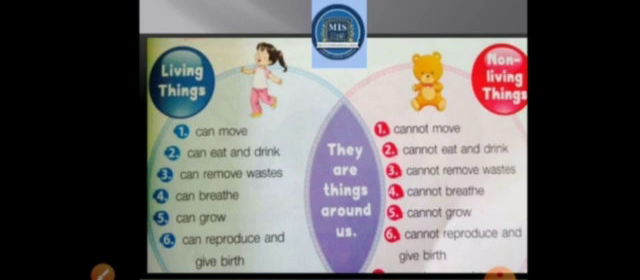Now, can you pick out some things from your surrounding and group them together in these two groups? Try to do it. I hope the concept of living and non living things is very much clear to you all.